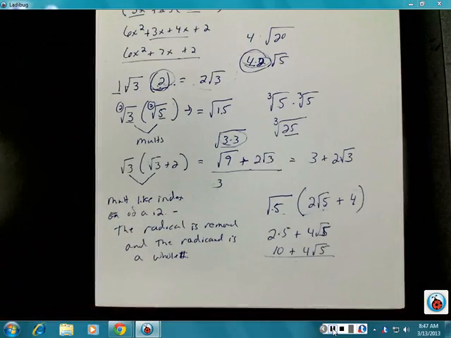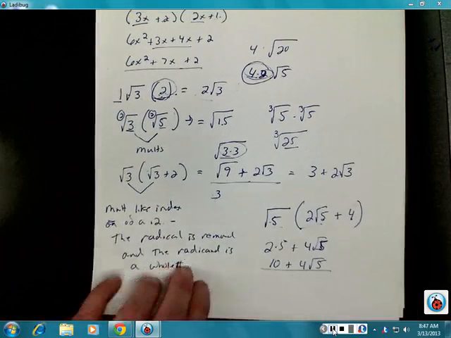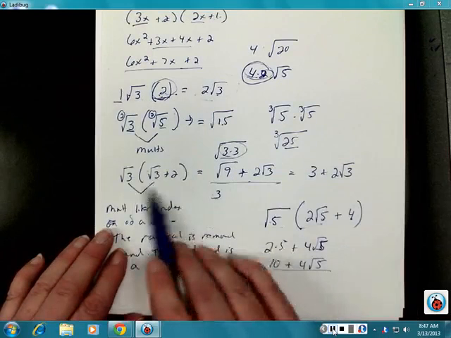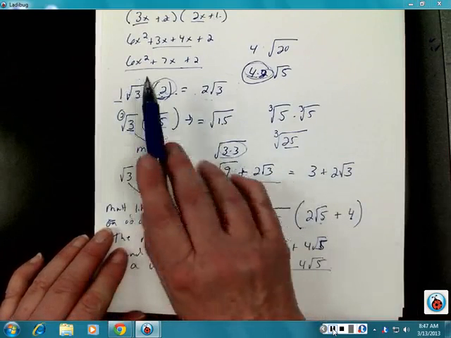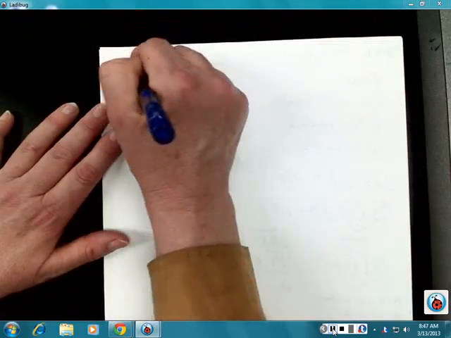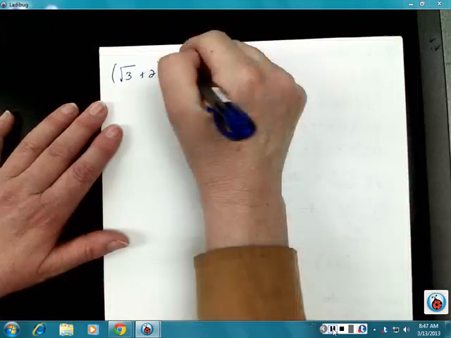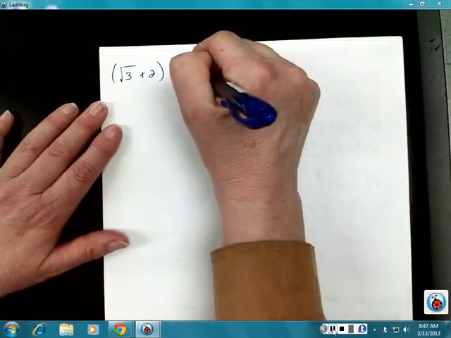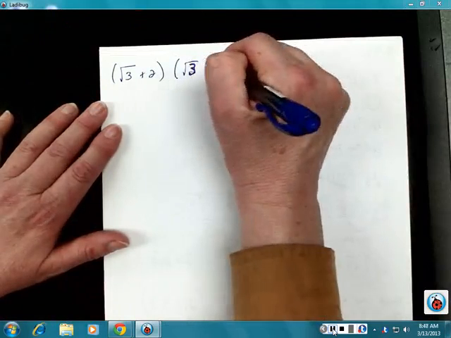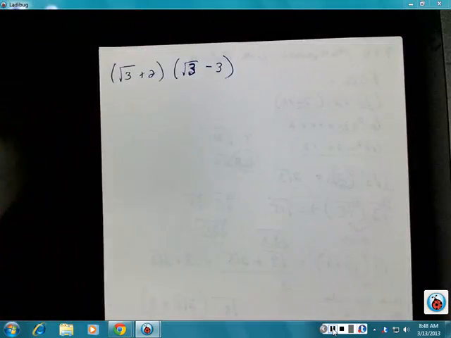Alright? What do you guys think? So far so good? Okay. So, we've taken a monomial times a binomial. We've taken a monomial times a monomial. And then when you take a binomial with a radical in it times another binomial with a radical in it, what's going to happen to this thing?